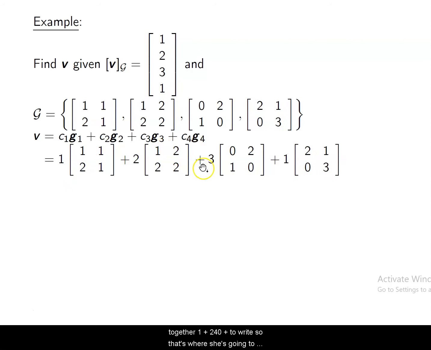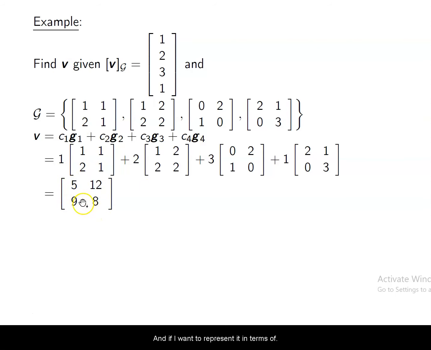1 plus 2 plus 0 plus 2, so that's basically just going to give me 5 in the first position, and I'll just go like that through everything. Okay, so I'll just add it up. So my V originally looked like this, and if I want to represent it in terms of a different basis, in this case the basis G, this is its representation in G, its coordinate vector representation in G.